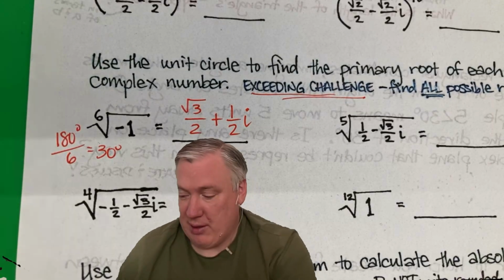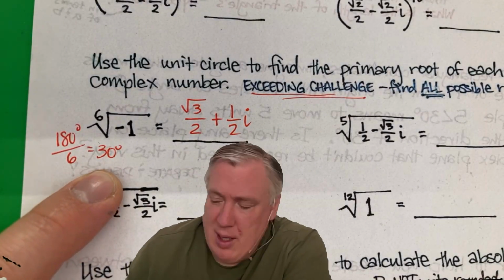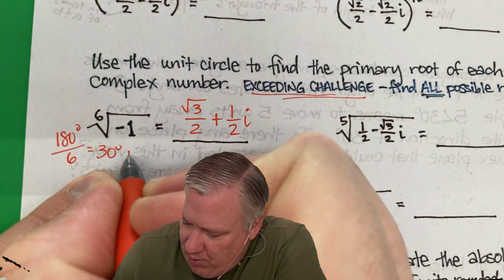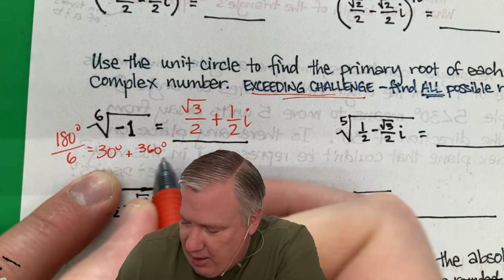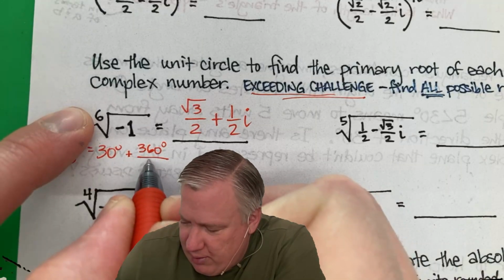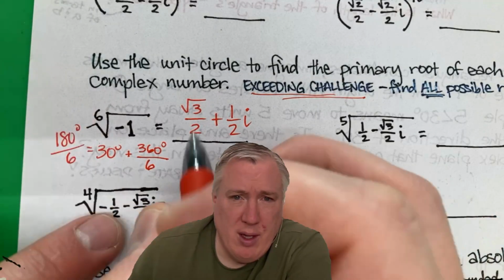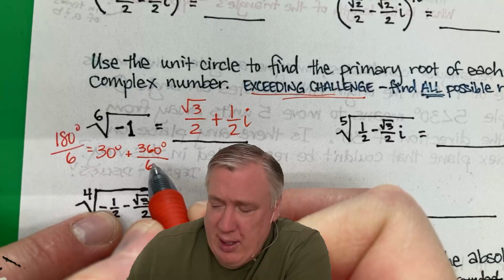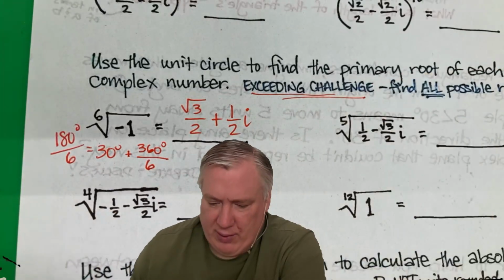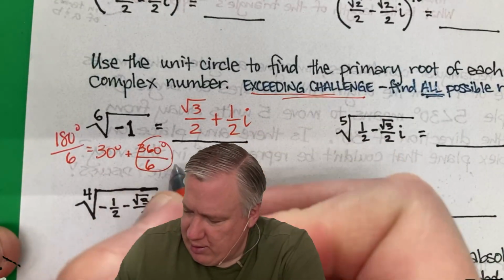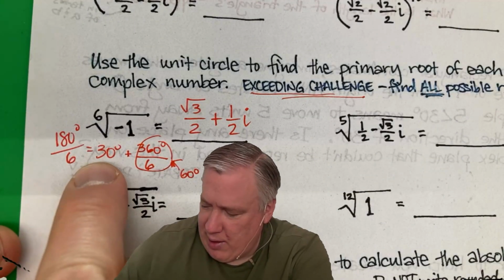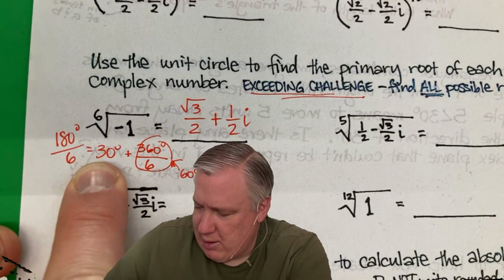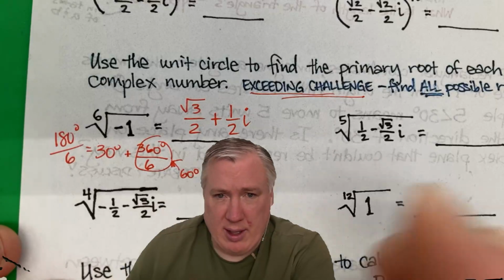So you take your first answer, okay, and then you take 360 degrees, always 360 degrees, and you divide it by your root here, so 6, okay? So 360 divided by 6 is 60 degrees. So this right here is 60 degrees. And when I go 30 degrees plus 60 degrees, I get 90 degrees.